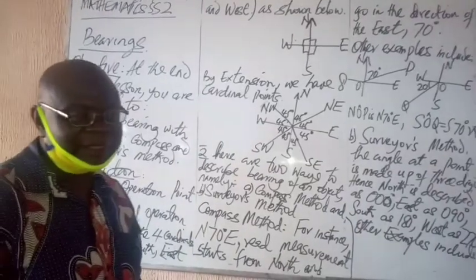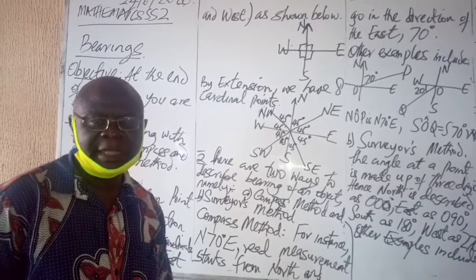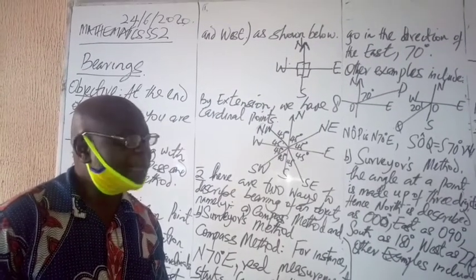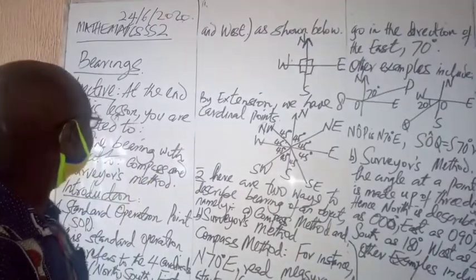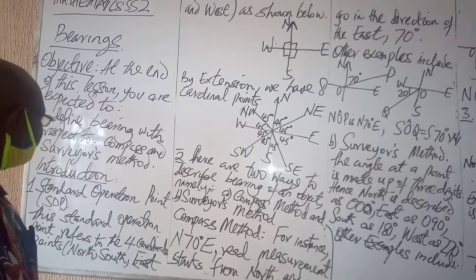Good afternoon, students. Today is the Regina Pacis online teaching on Mathematics SS2, and our topic today is bearing. The objective we are going to achieve is to define bearing with respect to the compass and survey methods.